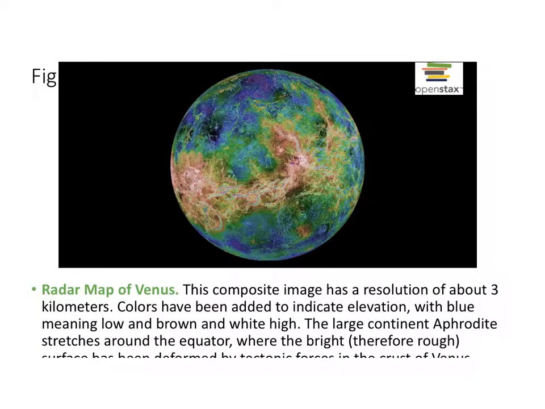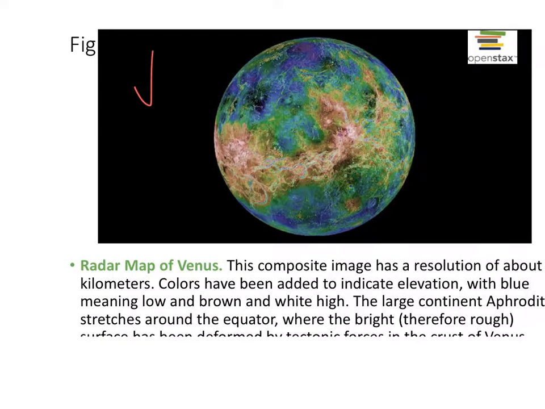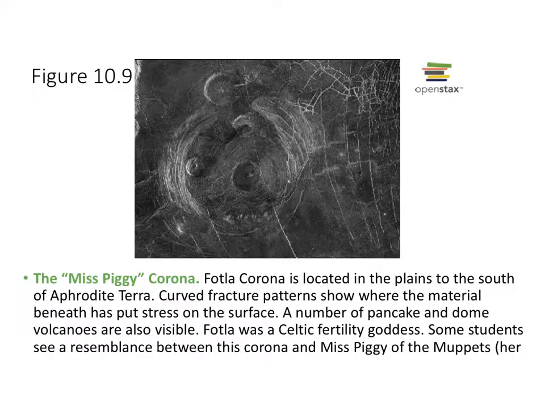So this is Venus. I'll put a V for Venus. And of course, Venus is shrouded in clouds. The reason we know the surface features of Venus has to do with using radar to map it.